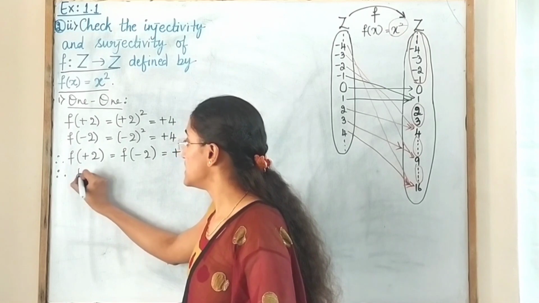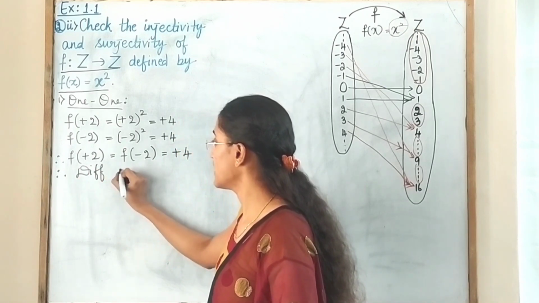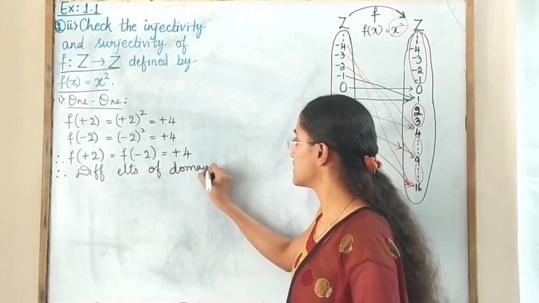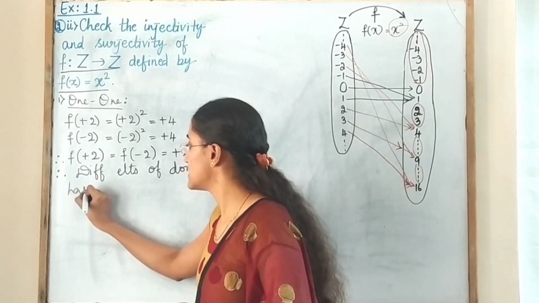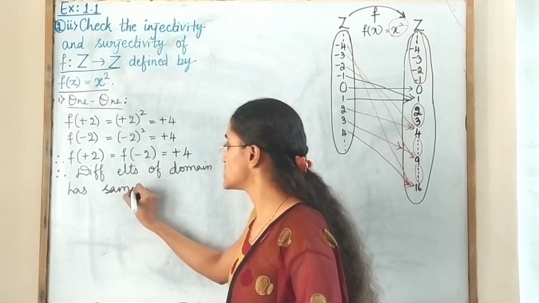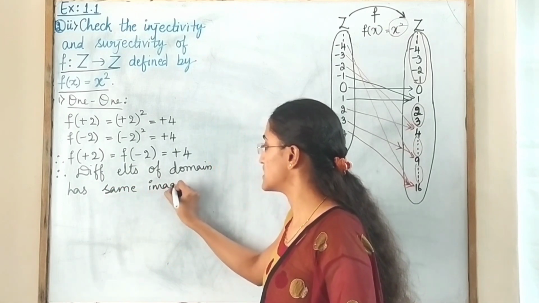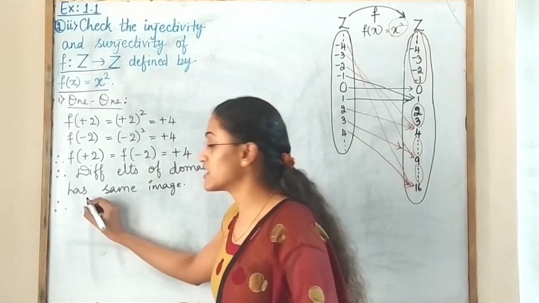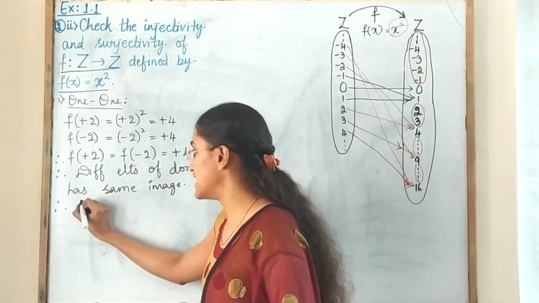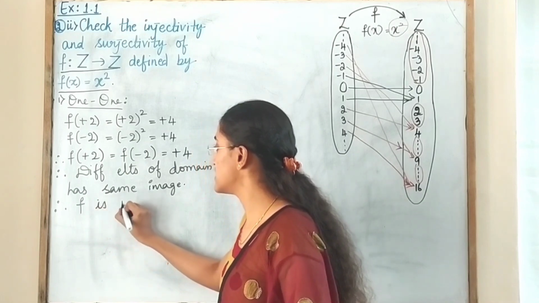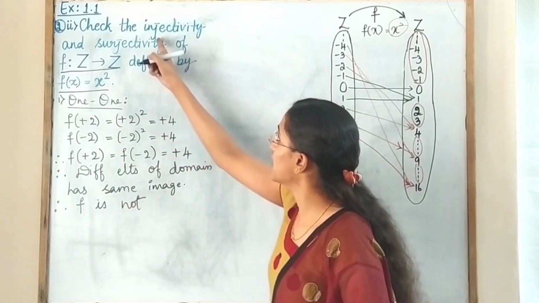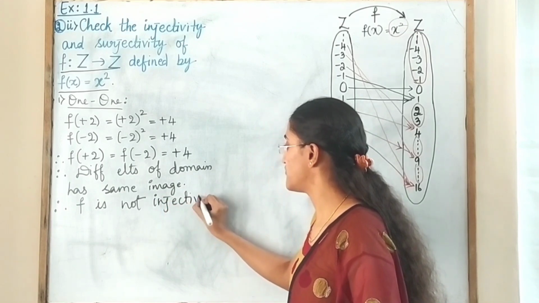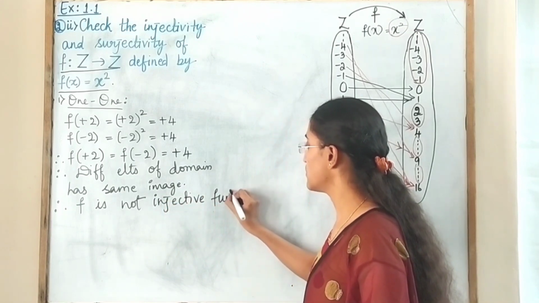and hence you can conclude different elements of the domain have the same image in the codomain, right? And therefore this is contrary to the definition of a 1-1 function, and hence you can conclude f is not 1-1, or f is not an injective function.